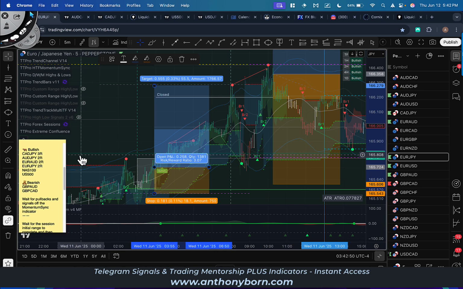You know, there's 3R. This is what's possible. This is what's possible if you follow a strict set of rules. Tight stop, go for the purple line or 2R, whichever comes first.